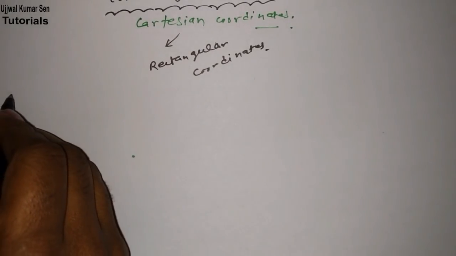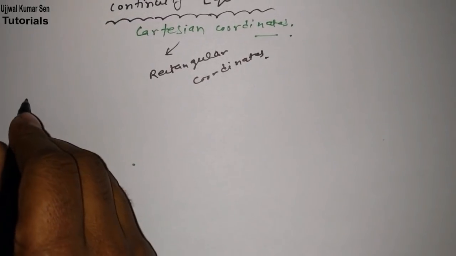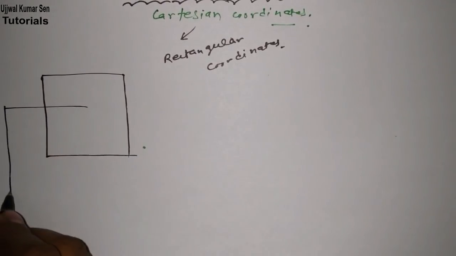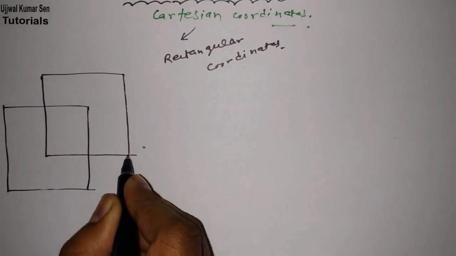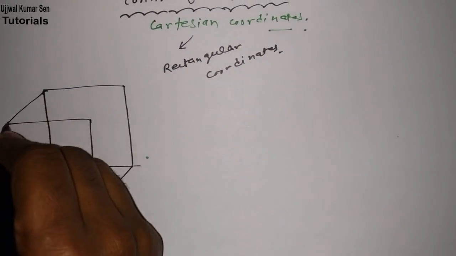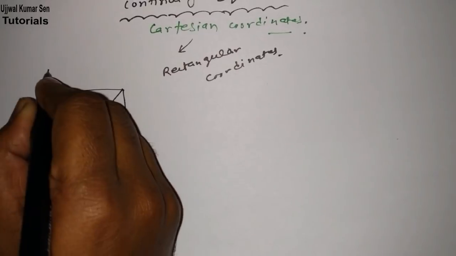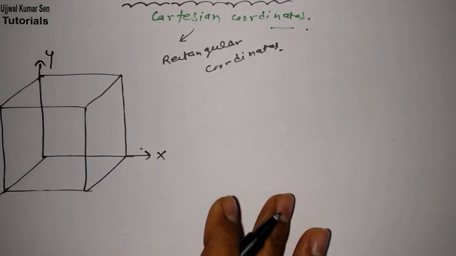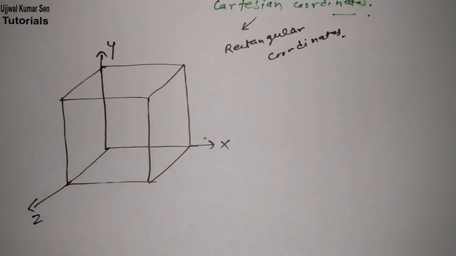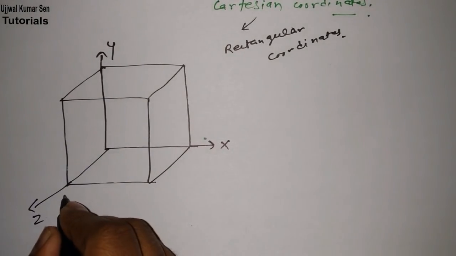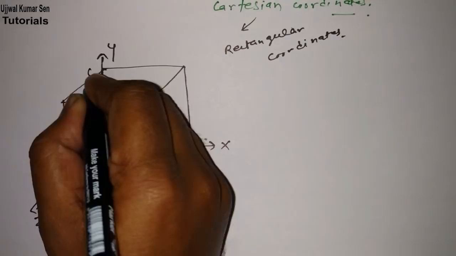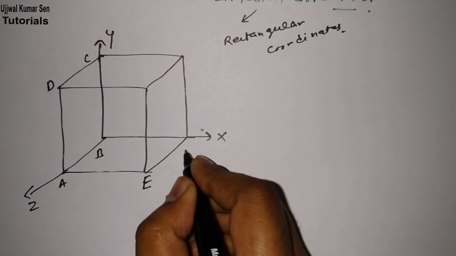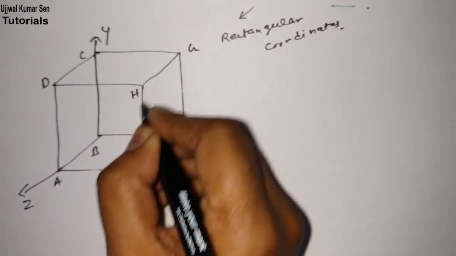So let's get started. First of all, we have to draw a Cartesian coordinate system, and in this system we'll have three coordinates. This one is y, this one is x, and this one is z. Here we label the corners a, b, c, d, and let's say e, f, g, h.